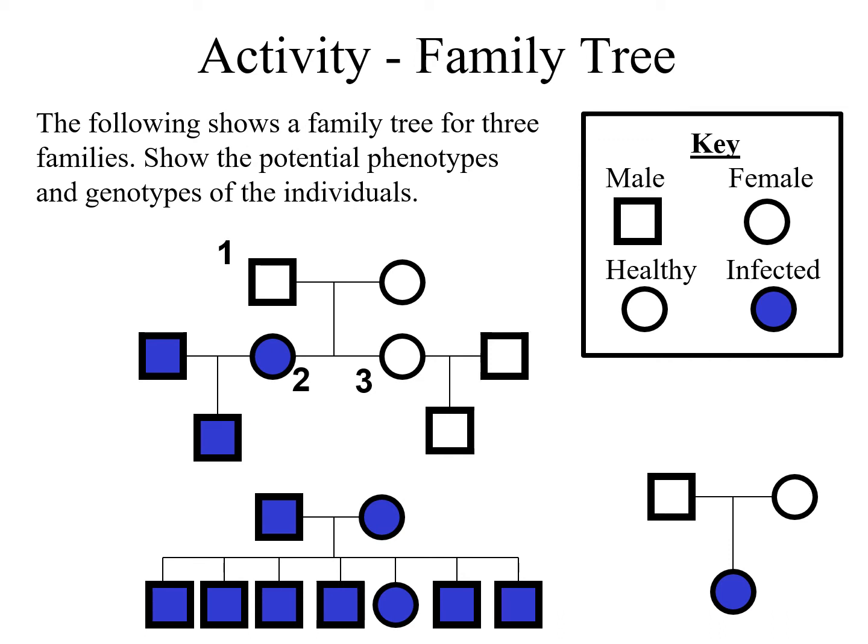In the second family in the bottom left, we start with a male and female parent who are infected, and all of the offspring are also infected. But only one of the offspring is female. In the third family, we have a healthy male and a healthy female parent, and they reproduce and give us a female offspring that is infected.